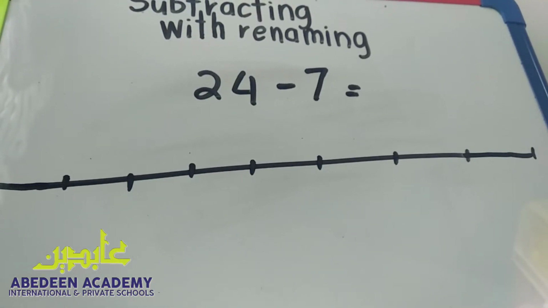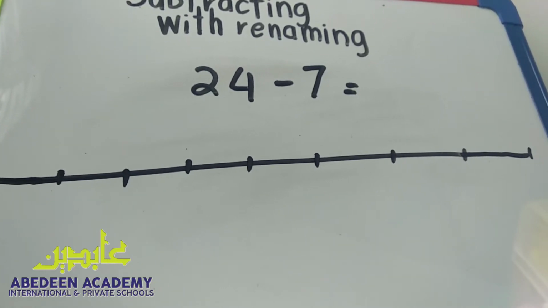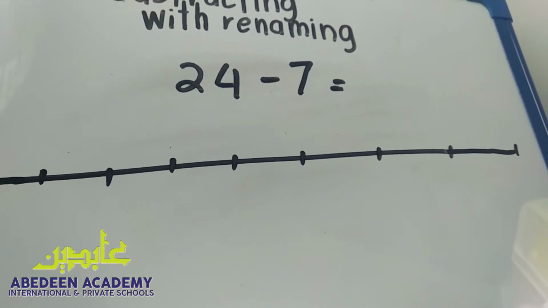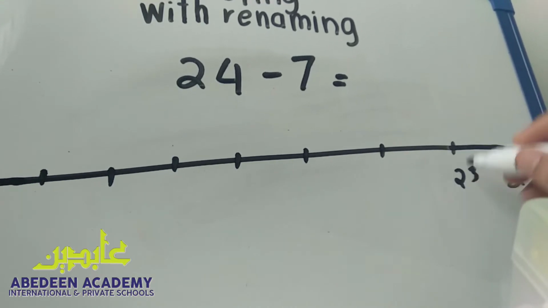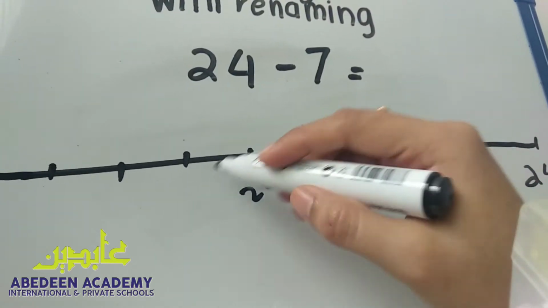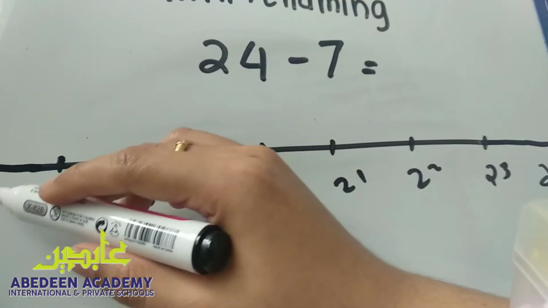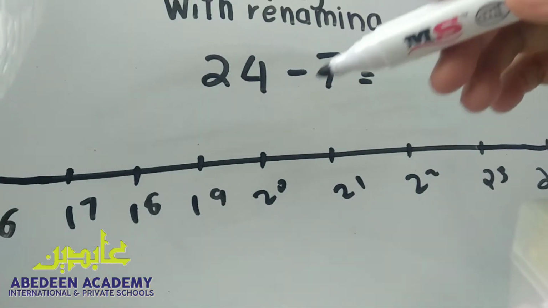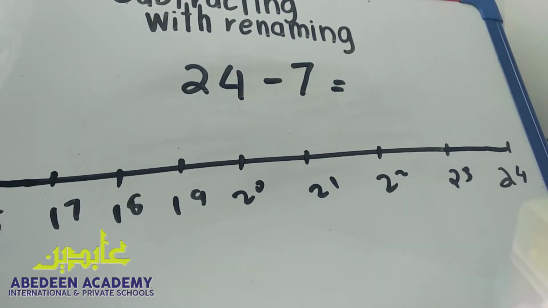Okay, I will give you another example. Just now 42 minus 3. Now I will do 24 minus 7. As usual, you start from the right. You put here 24, 23, 22, 21, 20, 19, 18, 17, 16, and the list goes on and on, but I'm sure it won't go longer than that. Now minus 7, so you jump 7 times.